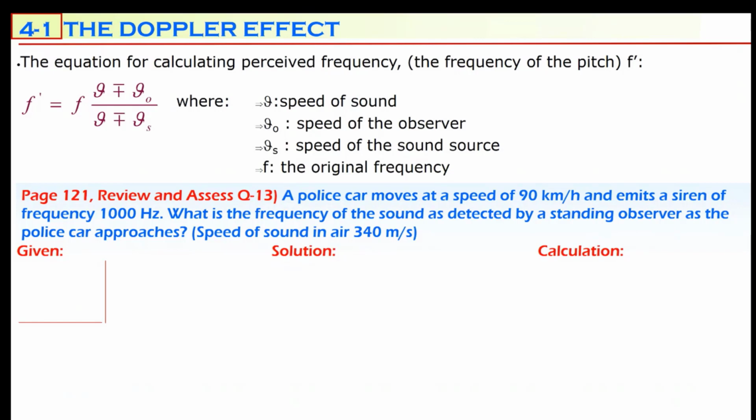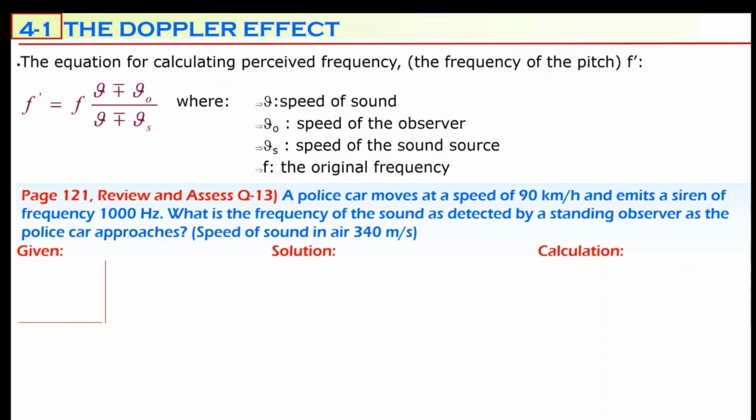Let's start solving the problem. A police car moves at a speed of 90 km per hour, and emits a siren. A siren is a sound that a police car makes. The siren has a frequency of 1000 Hz. So the source's original frequency is 1000 Hz.